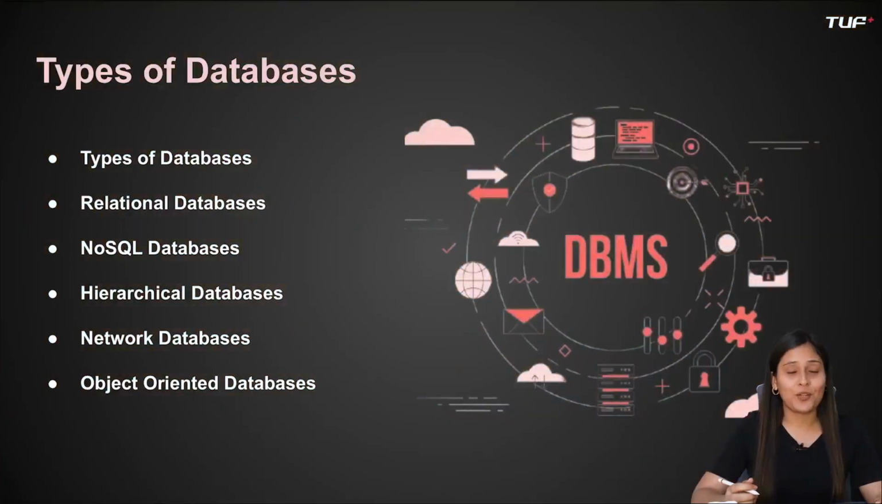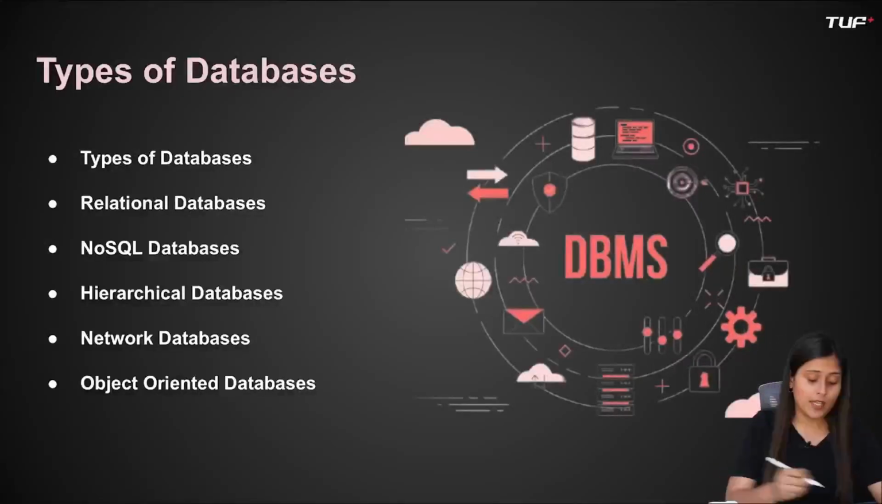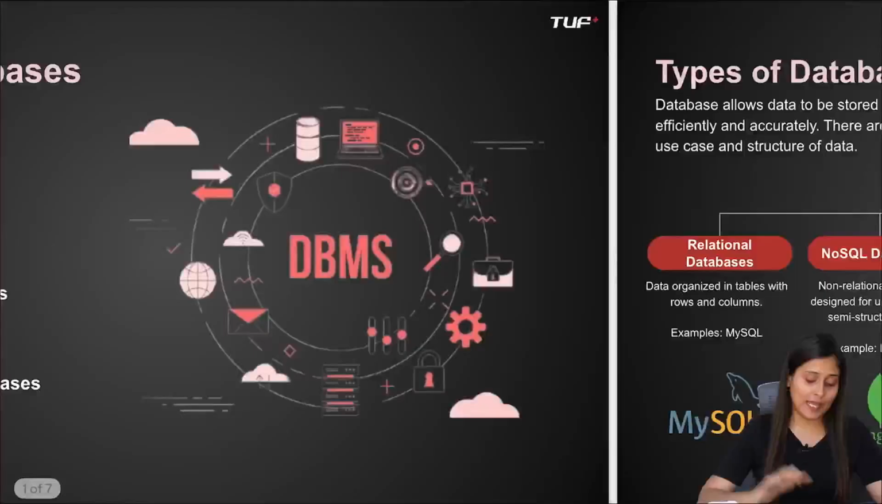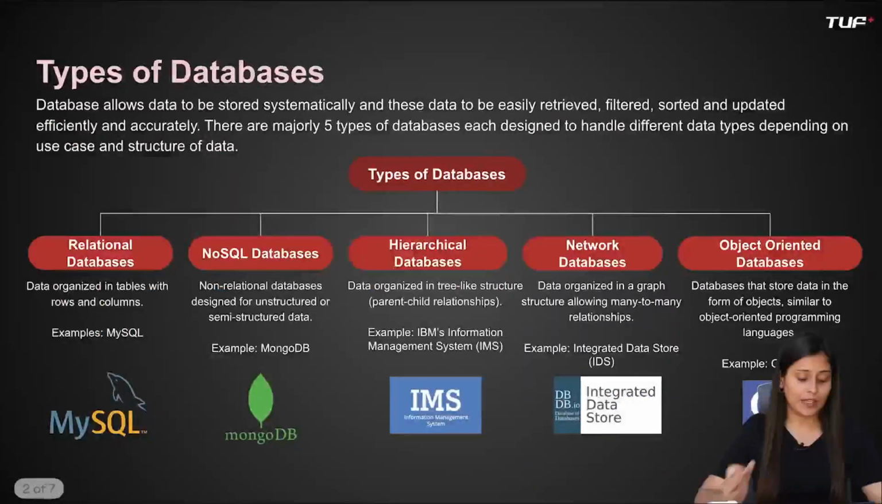Hi all, welcome back to another lecture of DBMS, and in this lecture we will learn about types of databases. So we have five mainly different types of databases: first is relational database, second is NoSQL, third is hierarchical, fourth is network database, and fifth is object oriented database. So let's begin with this lecture, and let's start with the very first type of database, which is relational.